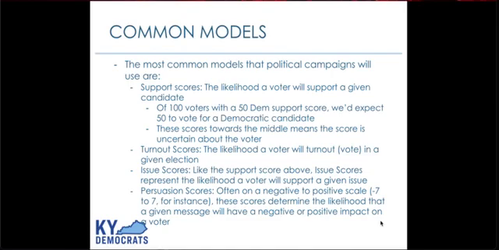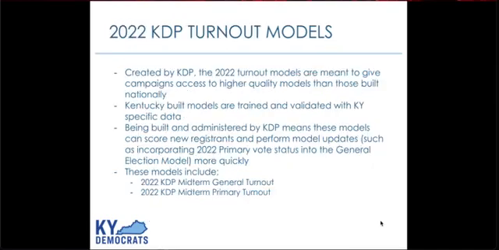Persuasion scores are probably the one that is majorly different. These are usually on a negative to positive scale. Some that the DCCC has built out are a -7 to 7, for instance. These scores are used to determine the likelihood that a given message will have a negative or positive impact on a voter. A negative impact means they're less likely to vote for a Democrat. A positive score means they're more likely to vote for a Democrat. These are a little tricky to use, but they are definitely very useful if you do have access to them.